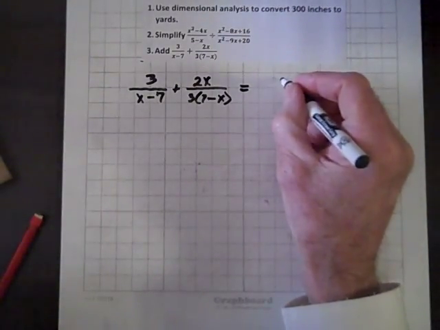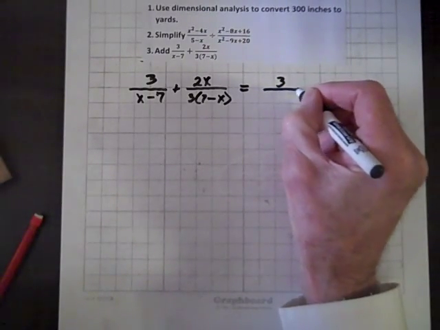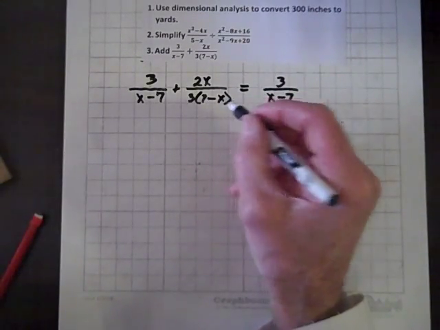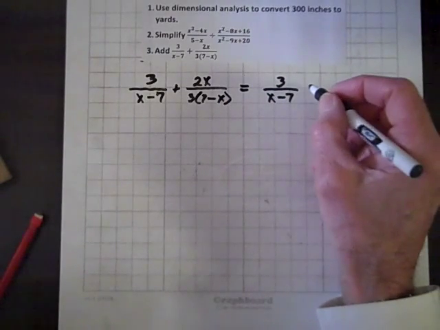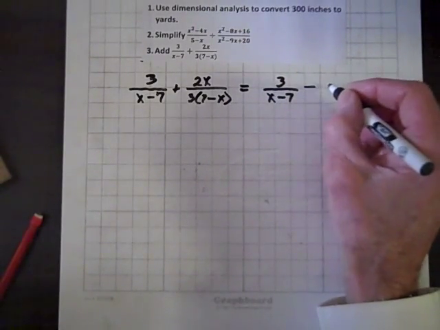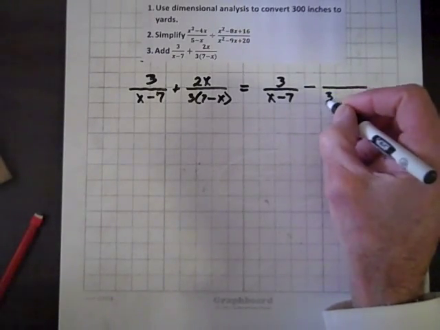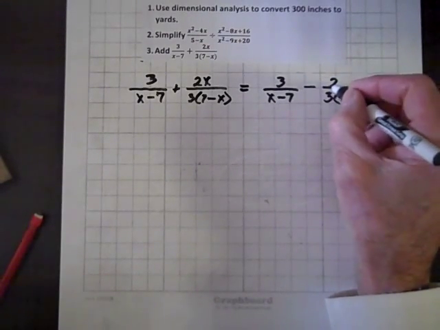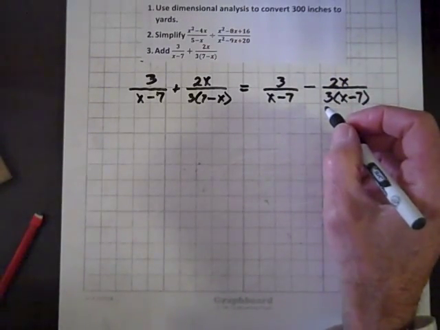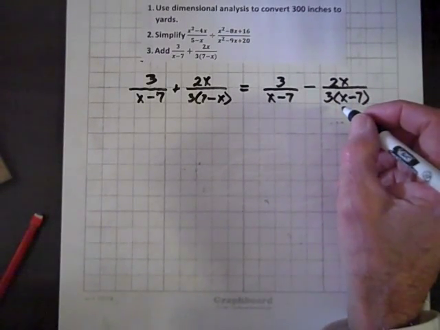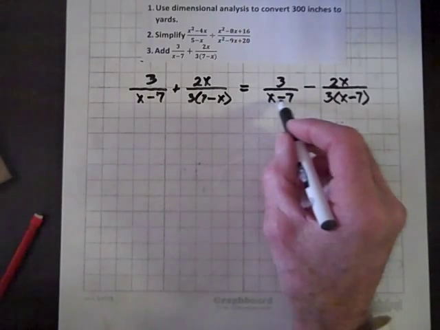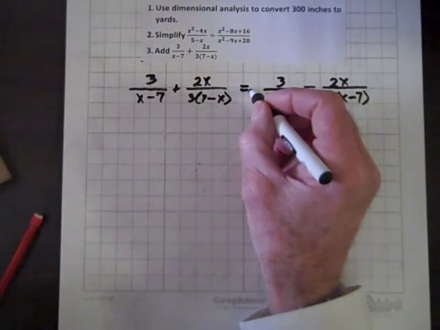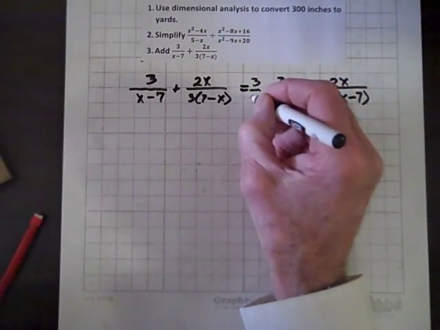So let's do that. We have 3 over x minus 7. Now factoring a negative out of each of these terms, we'll have a negative times a positive, which will make this negative. 3 times, and now we have x minus 7 here, and upstairs we have a 2x. Well, we almost have a common denominator. The only thing missing is a factor of 3 in this denominator. In order to get that, we'll multiply by 1 in the form of 3 over 3.